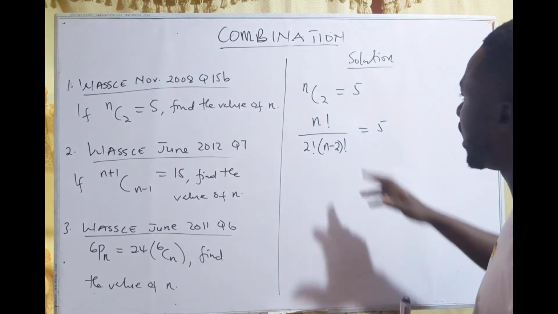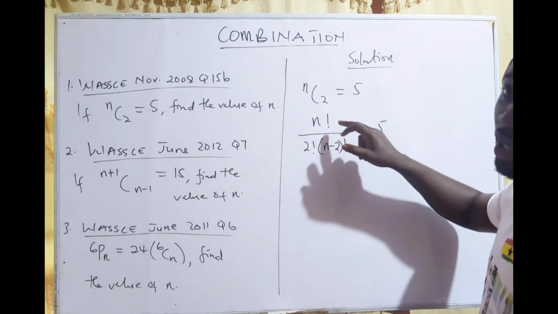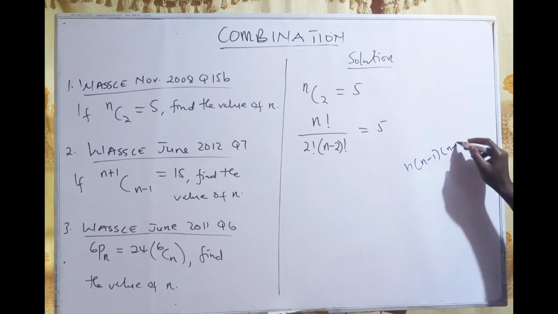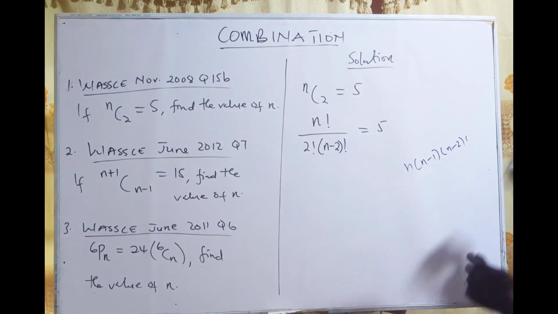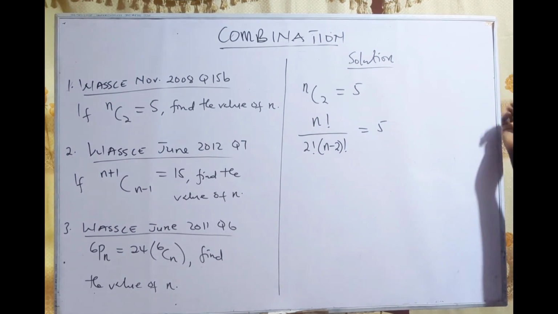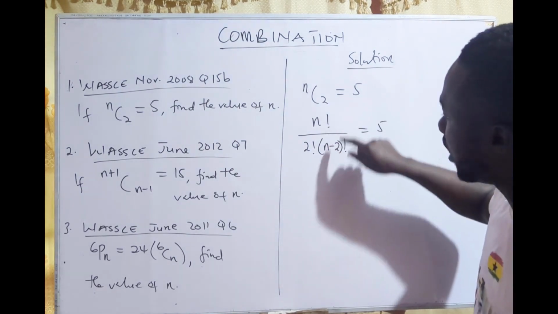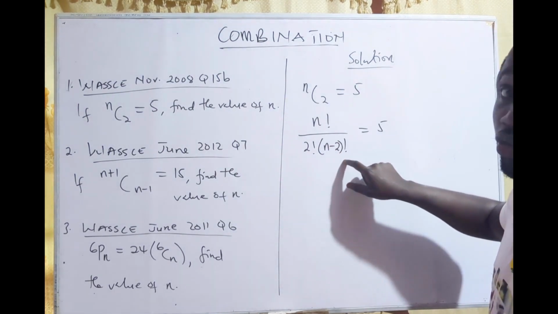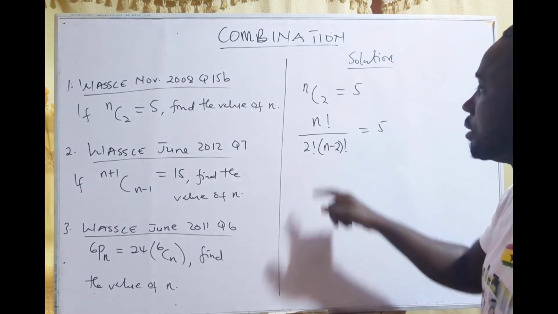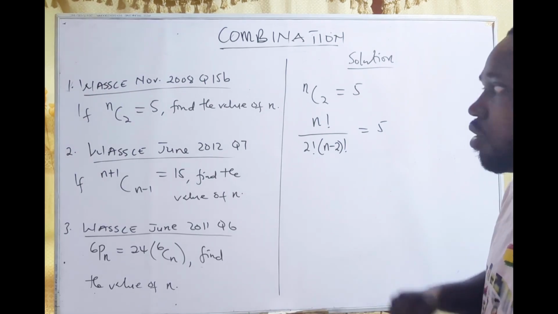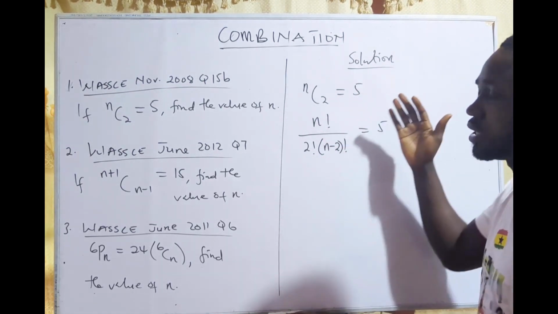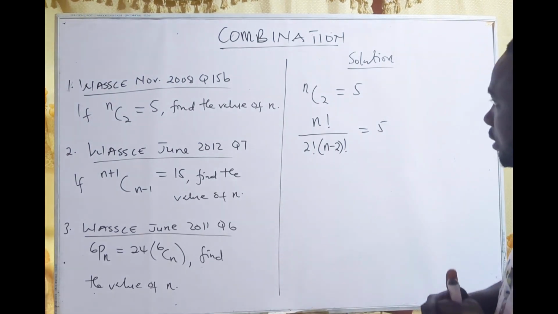So if I have n factorial, that means n multiplying n minus 1 multiplying n minus 2 multiplying n minus 3. Because I don't know the value of n, I will not know where it will reach. But you have to know that with the denominator I have n minus 2. So you have to write the numerator in such a way that you can get a value to cancel the denominator. You have to get common factors of the factorial so that you can cancel out.